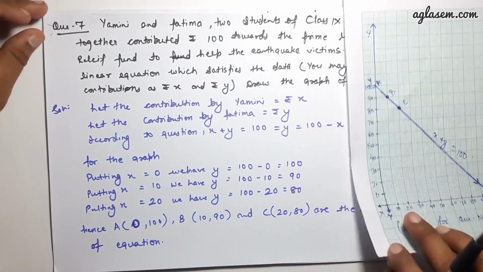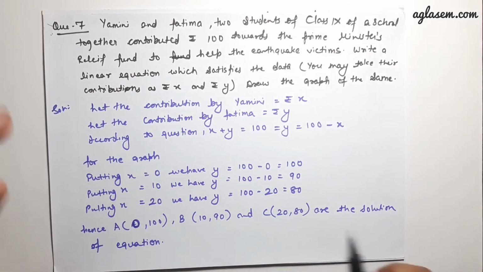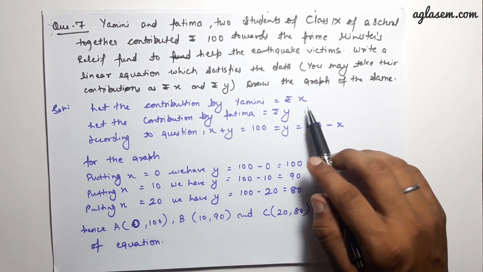Okay, now first solve this. After that, we will watch this graph. Okay. So let the contribution by Yamini be rupees x.